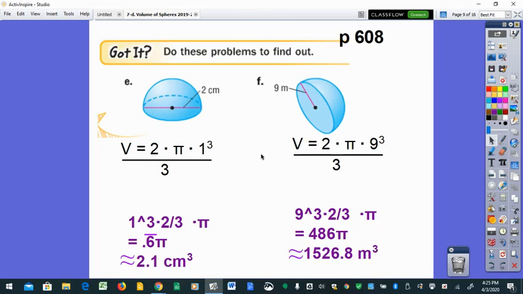So basically, the things to remember when we're working with spheres or hemispheres is to remember that the radius is cubed. There is no height in there, so your 3 dimensions all come from the radius. The hemisphere has a 2/3, and the regular sphere has a 4/3. And that's how you find the volume of a sphere.